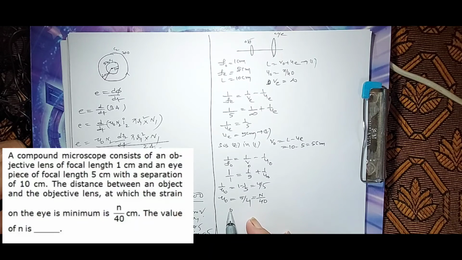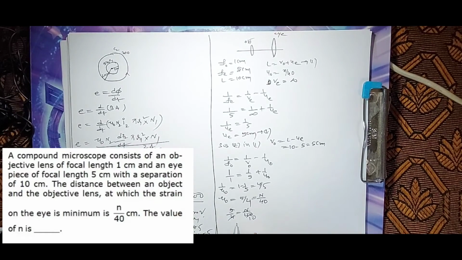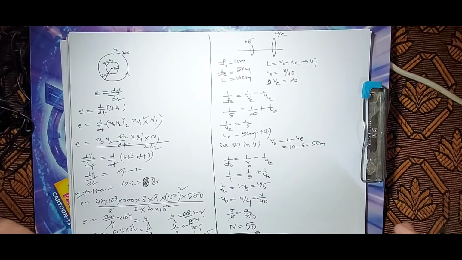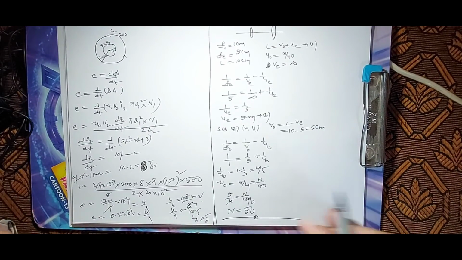So, here 5 by 4 is equal to N by 40, 4 ones are 4, tens are. So, N is equal to what we get here? N is equal to 50. So, the value of N is equal to 50. So, this is our correct answer.